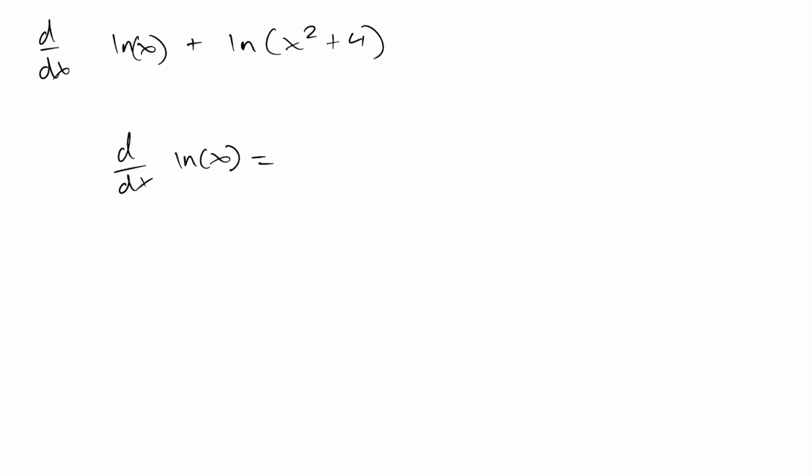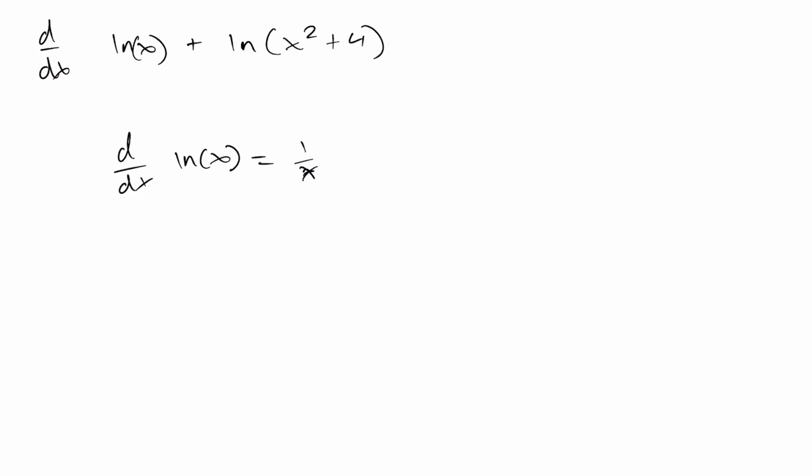Let's combine what we've learned so far. Say I were to tell you to find the derivative of ln x plus ln x squared plus 4. Our first step here is going to be to differentiate everything term by term. So for the first term, for ln x, the derivative of ln x is equal to 1 over x. That's something you're just going to have to remember.